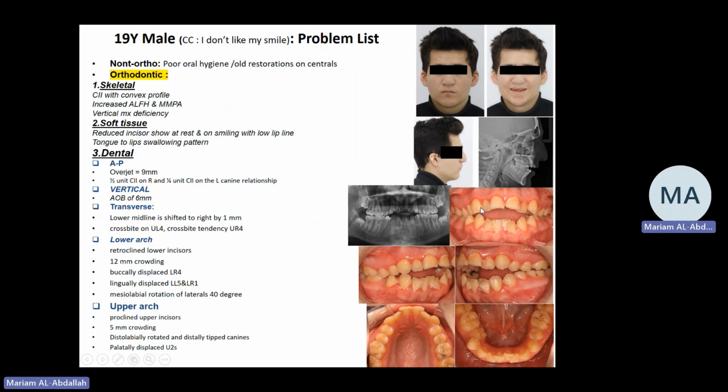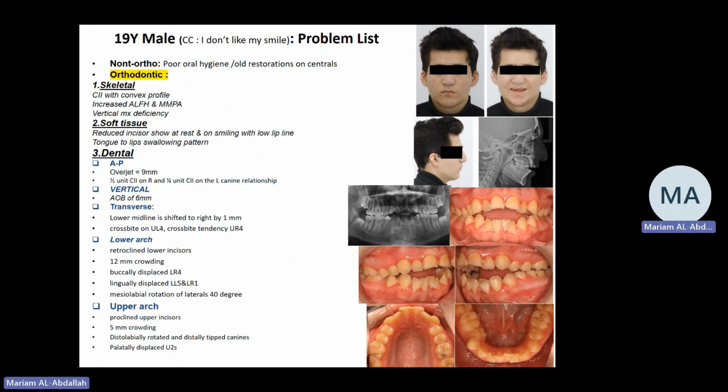Old restorations on the incisors. Okay, some pit and fissure discoloration. The patient is lucky not to have caries and old restoration on the buccal segment, but definitely poor oral hygiene. Now, anterior posteriorly, skeletally, the patient has class 2 skeletal pattern with convex profile.